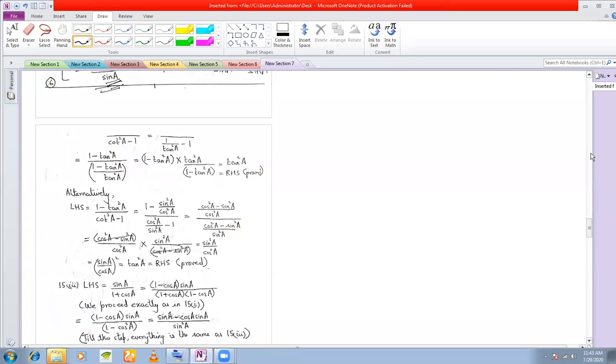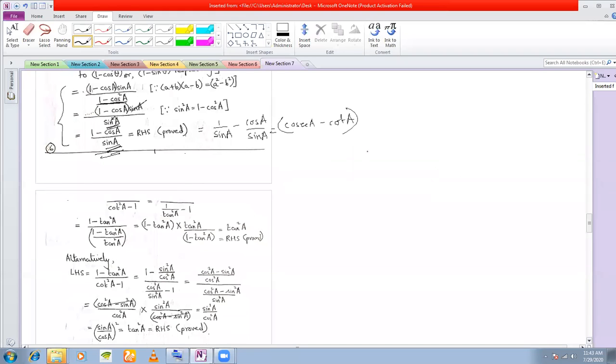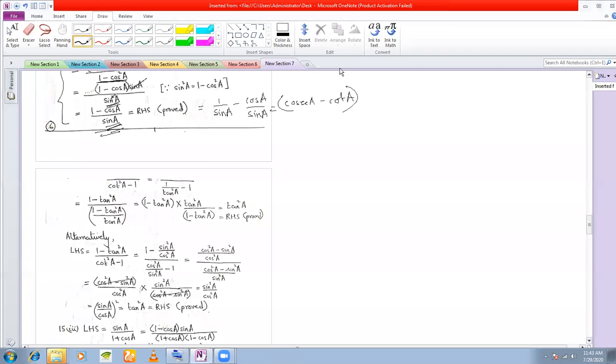Now, the next question that I want to discuss is 15.2. 15.2 is this: 1 minus tan square A by cot square A minus 1. This was the question. I think it is cut here. So let me just write 1 minus tan square A by cot square A minus 1.